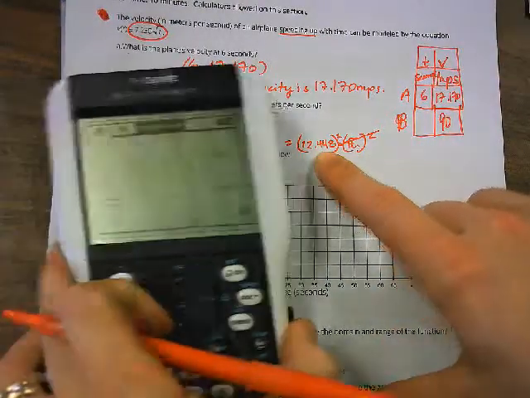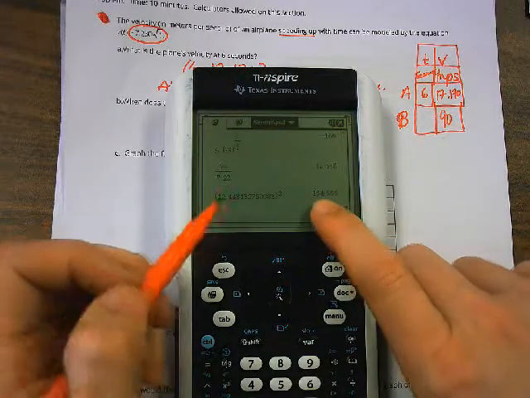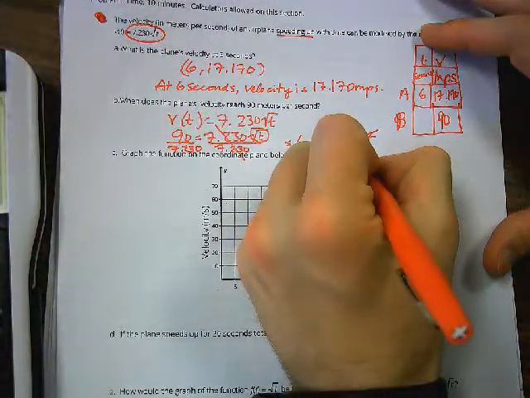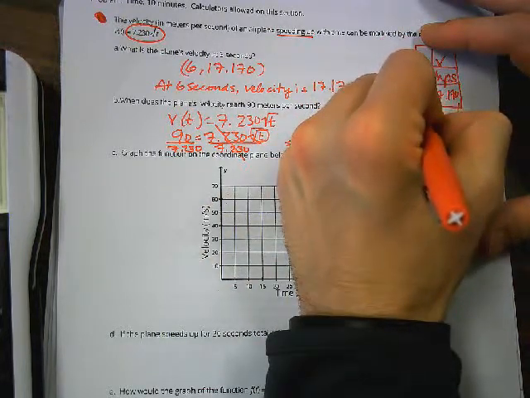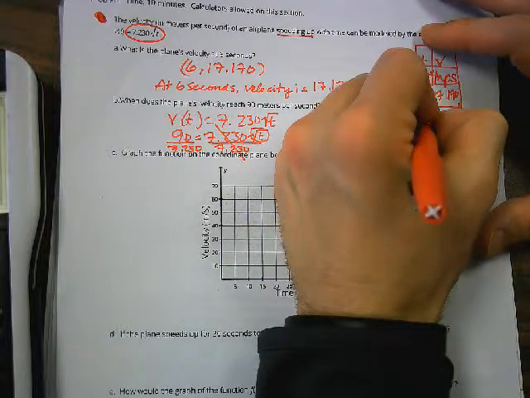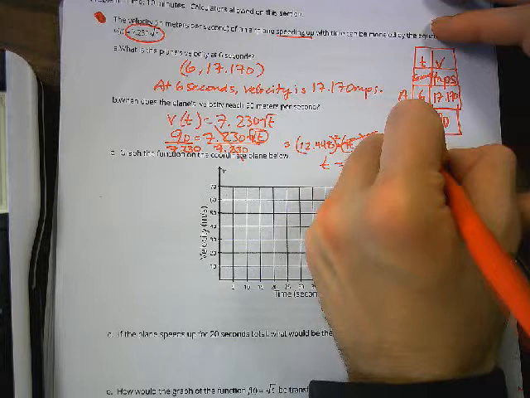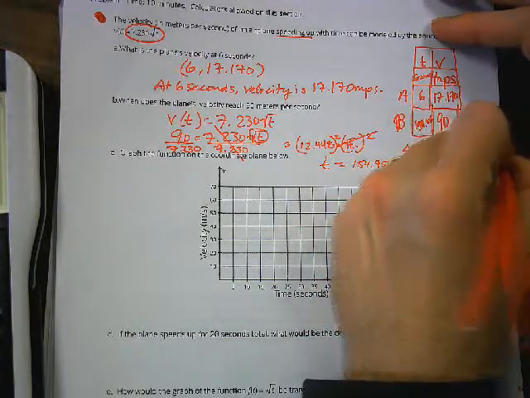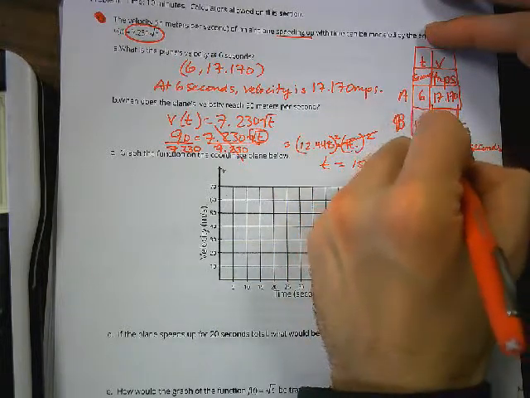So we'll square 12.448, and we get 154.956. We'll write that in over here. So at 154.956 seconds, velocity is 90 meters per second.